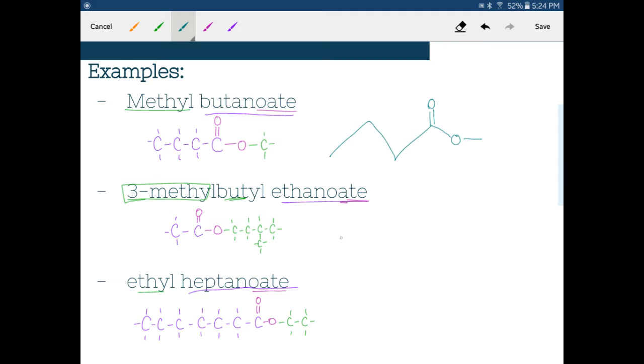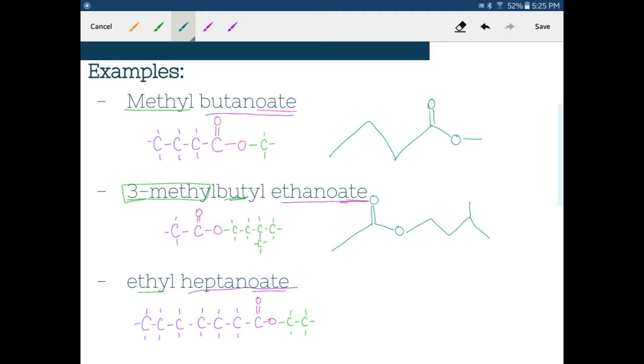3-methyl-butyl ethanoate. Again, 1, 2 with my double bonded O, my single bonded O, and then from this I have 1, 2, 3, 4, and off of my 3rd carbon I have a branch. So that is how I would draw this. This doesn't represent a carbon, this is still attached to this oxygen, this atom here. So then there's 1, 2, 3, 4, and then there's this branch here that is methyl butyl.